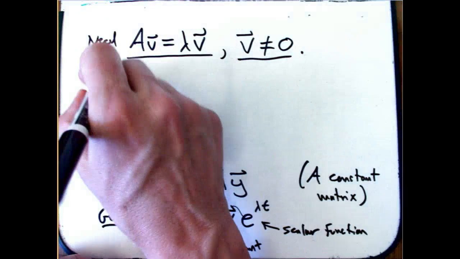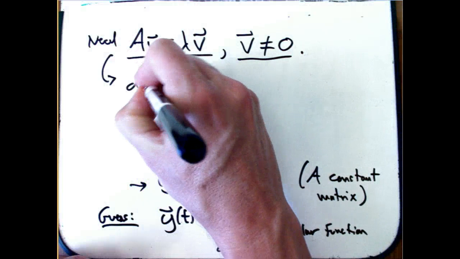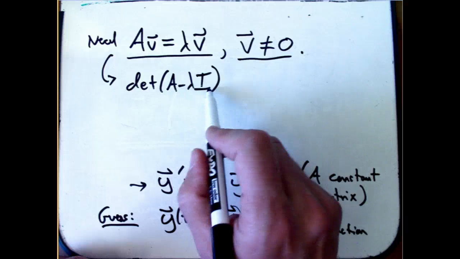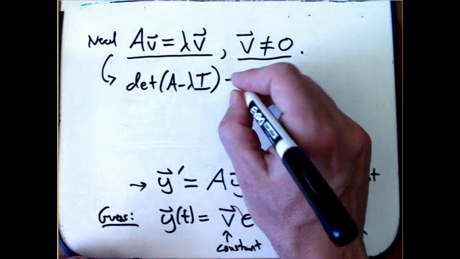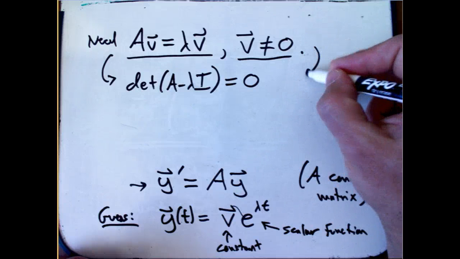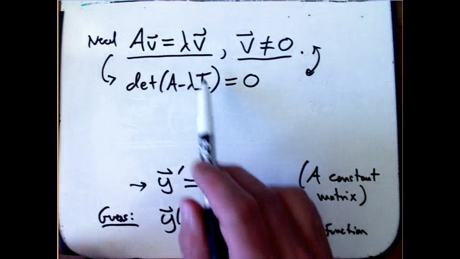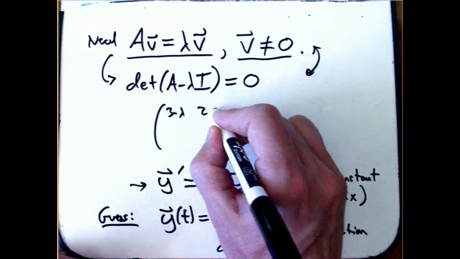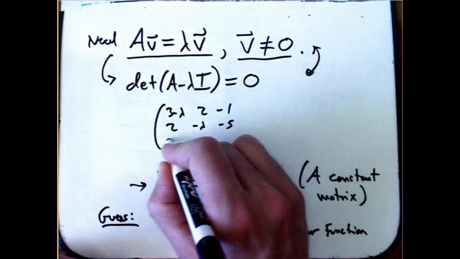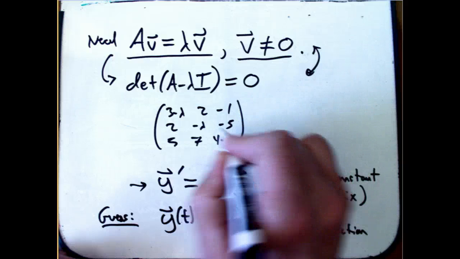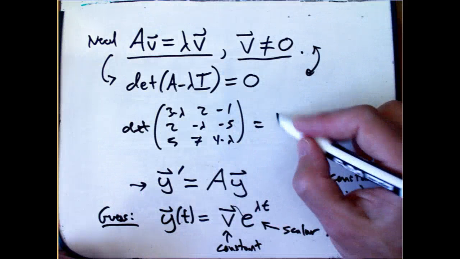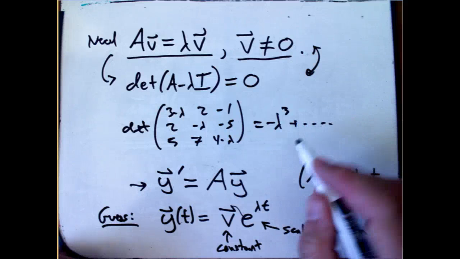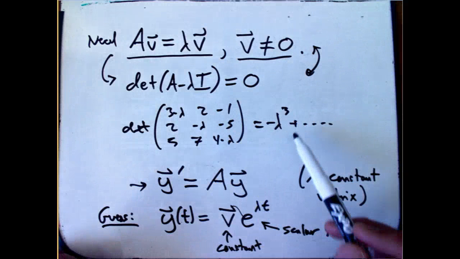Now, it turns out the next stage in the standard story here is, it's not too hard to show, if we know a little bit of linear algebra, that if you take lambda times the identity matrix, subtract it from A, and take the determinant, that has to be 0 for this to work. That's basically a necessary condition for this to happen. And what is this? This is like 3 minus lambda, 2, minus 1; 2, minus lambda, minus 5; 5, 7, 4 minus lambda. You take the determinant of that. That's going to be a polynomial in lambda, starting out with a minus lambda cubed. When you actually expand that out, because it's a 3 by 3 matrix, it's going to be a cubic polynomial in lambda.